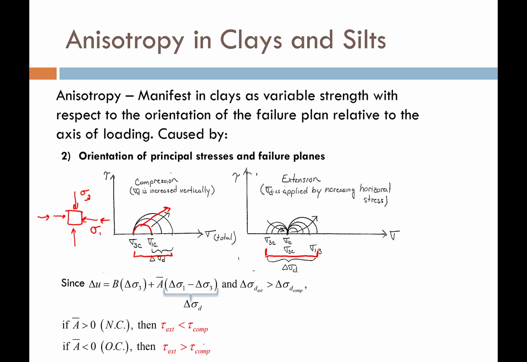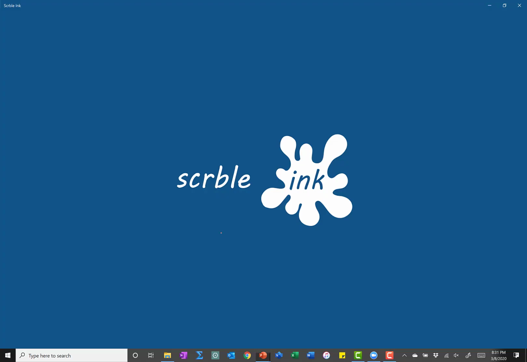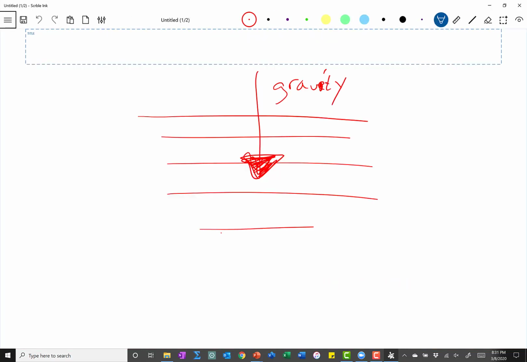So in other words, for an over-consolidated soil, the shear strength from extension is going to be larger than the shear strength from compression. And that's an interesting phenomenon. It may not make sense, but let's try to dive in and understand why. Let's consider a couple of things. First, let's go back to my whiteboard and do a little sketch here to help you understand.